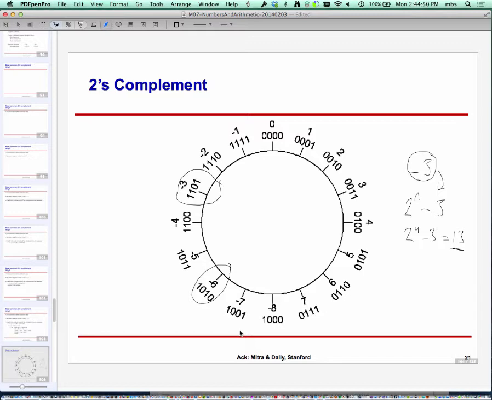So any questions on this? Go ahead. What about one's complement? I'm not talking about it. Okay. So how do you represent 15? I cannot, right? So I have only 16 choices, right?